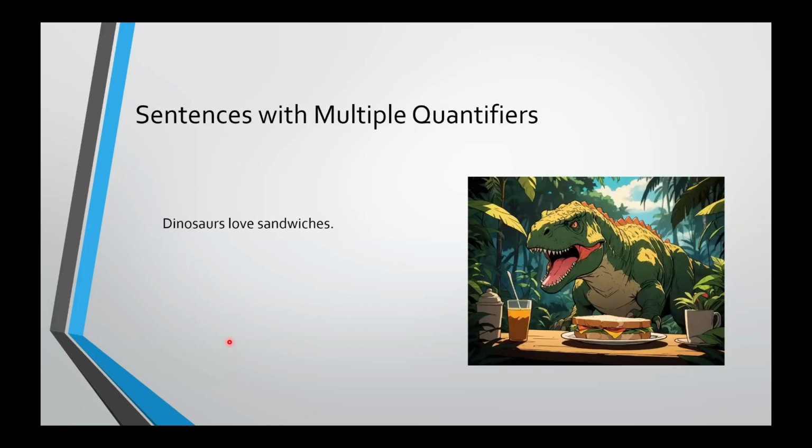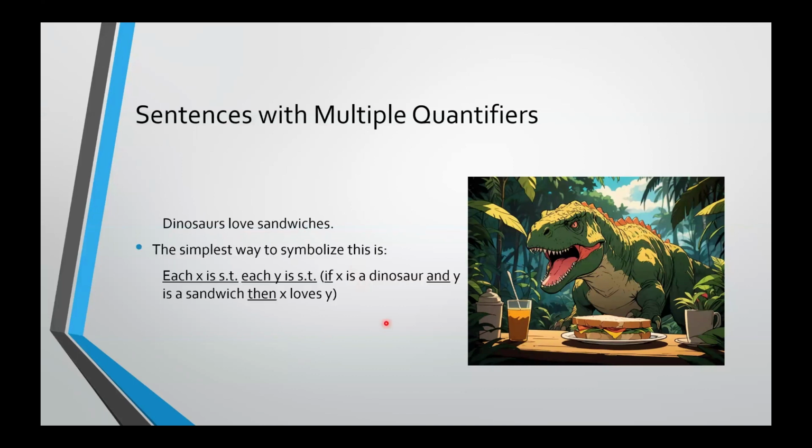Okay, here's another example of a very common type of sentence that has multiple quantifiers. Dinosaurs love sandwiches. One way that you can symbolize this is as one A sentence embedded inside another one, but the simplest way to do it is to treat it as two superimposed A sentences that are joined up as a tail. The basic idea is this. We say that if X is a dinosaur and Y is a sandwich, then X is going to love Y. So it'll look like this.